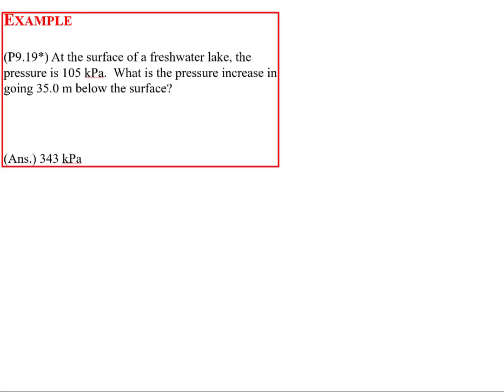At the surface of a freshwater lake, the pressure is 105 kilopascals. What is the pressure increase going 35 meters below the surface?